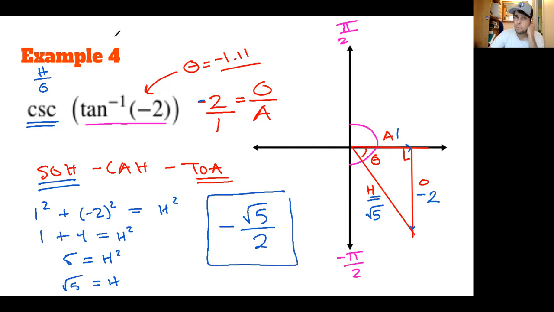So again, these problems are not about finding the angle and then finding the trig value of that angle. They're about setting up a right triangle with the correct side lengths and then using that triangle to find the cosecant of the angle or the sine of the angle or the cosine, whatever the trig function of that particular angle that we want. And there we go. These are kind of challenging. There's some things going on here.